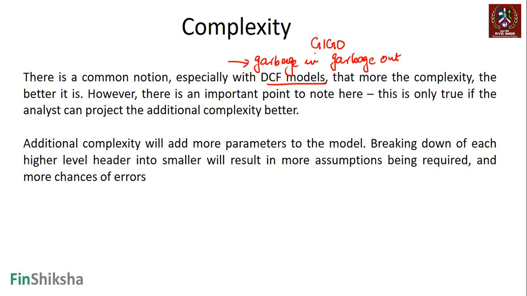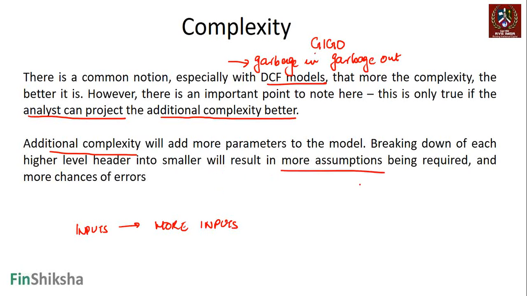You are better off making a financial model more complex only if, as an analyst, you can project the additional complexity better, right? Every model will have a set of inputs. If you make more complex models, additional complexity will add more inputs. More inputs will be more problematic because breaking higher level headers into smaller ones will result in more assumptions being made. More assumptions will result in more chances of error. You're not sure of those numbers.